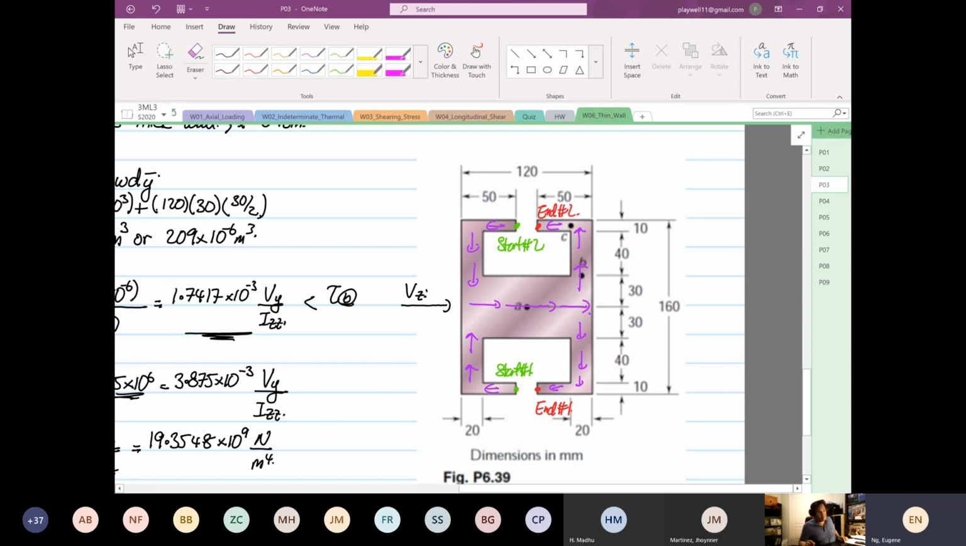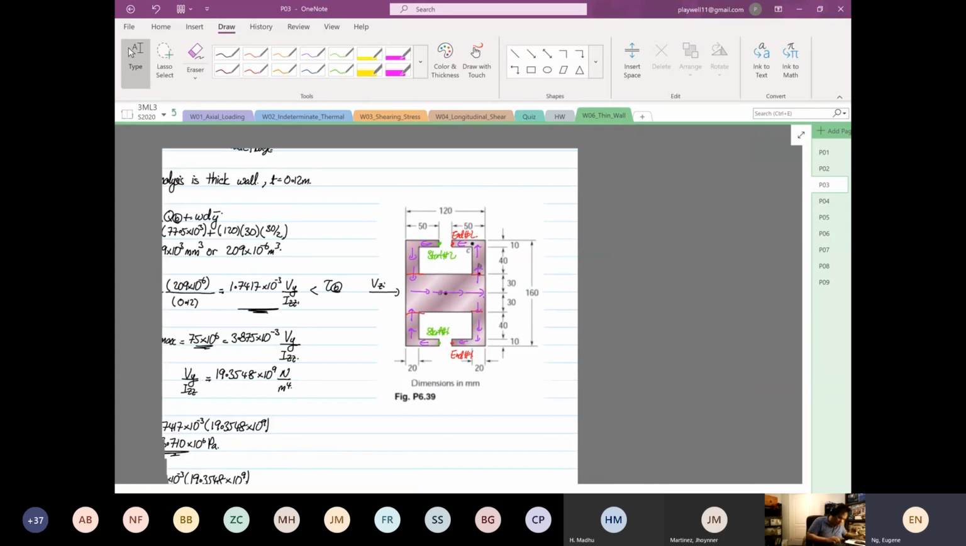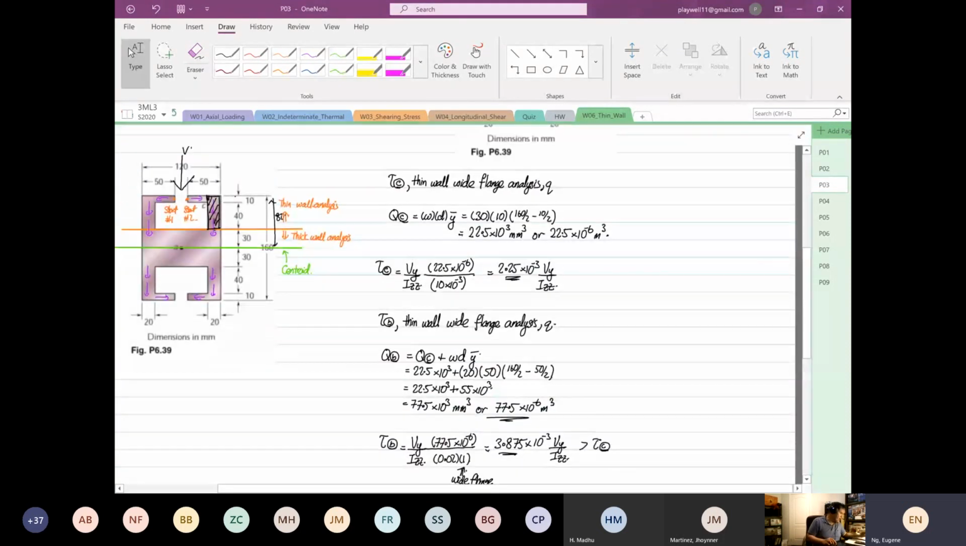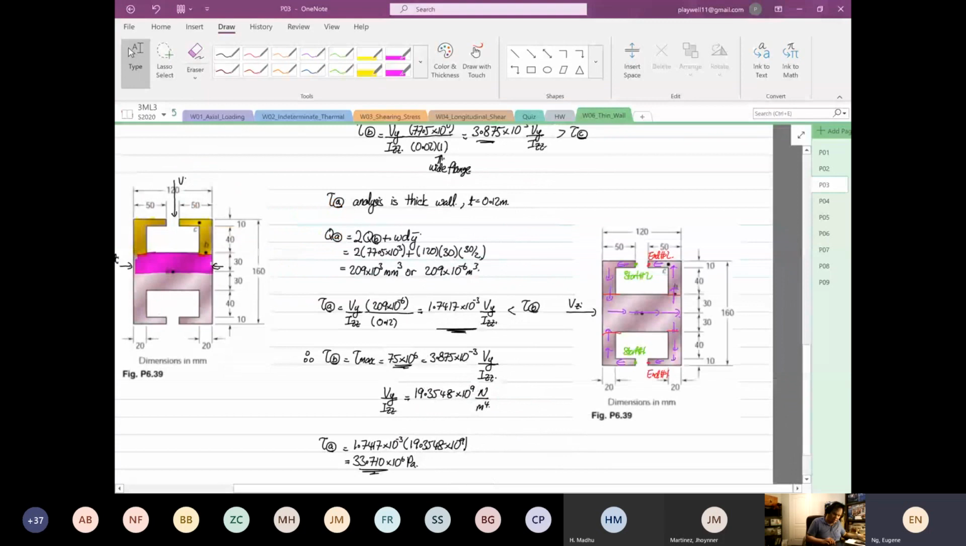It is still going to be thin wall flange analysis, yes or no? And then you divide your section. Point B and point C are still thin wall, and then point A is thick wall. Where is the maximum? I don't know, you have to find out. Again, same way of finding out, same procedure. It's the analysis that counts. So this is the end of shearing stress.